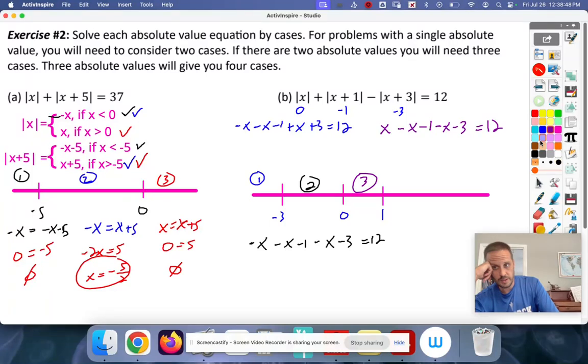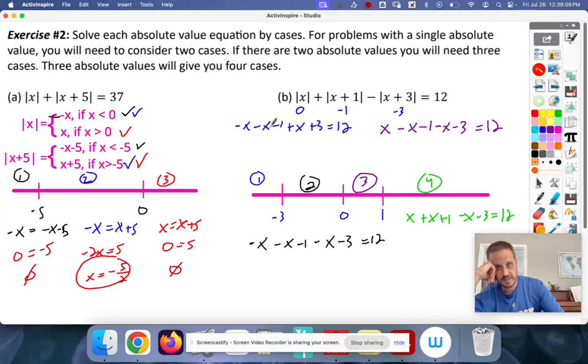And then case 4 is where we are way over here. Case 4, we're way over here. And so we're taking the positive of that, the positive of that, the positive of that, and we just get x plus 1 minus x minus 3 equals 12. And these are the 4 cases, okay? And we want to check on our number line to make sure everything works.